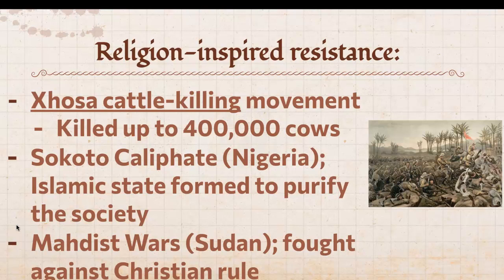Next is going to be the Sokoto Caliphate. This is going to be in modern-day Nigeria. This is an Islamic state formed to purify society based on European influence in Africa. The next is the Mahdist Wars. These are taking place in Sudan, and these are specifically fighting against Christian rule in Africa.